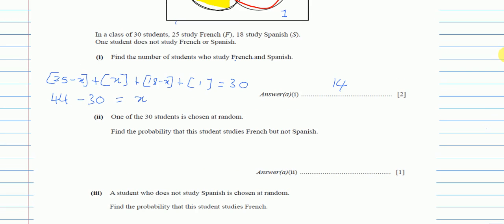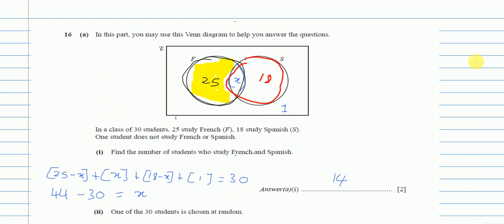Now one of the students is chosen at random. So out of the 30 students, one of them is chosen at random, so we will divide by 30, the total. Find the probability that this student studies French but not Spanish. So he studies just French but not Spanish, so it is 25 minus x, which is 25 minus 14, my 11. And this will be my 4, because 18 minus x will be 4. So it's 11.